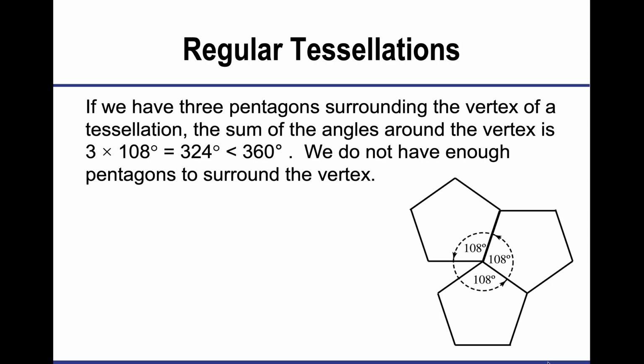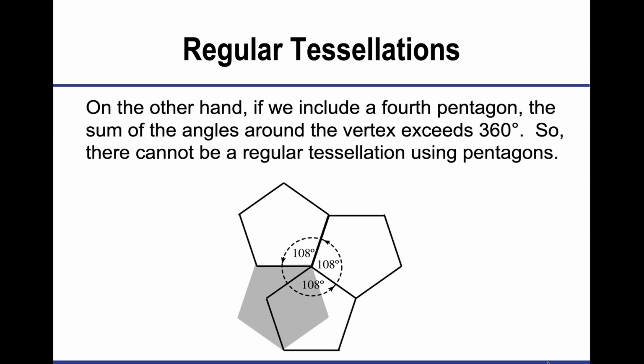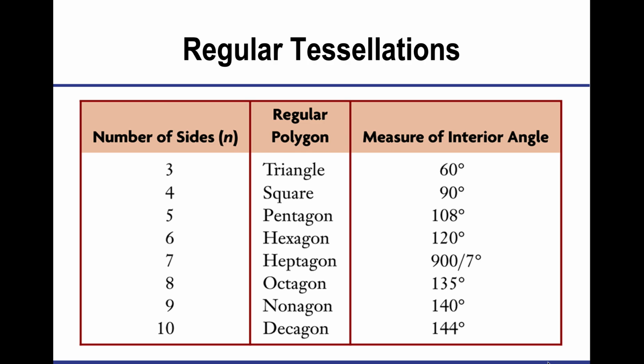So if we have 3 pentagons, that would not work because the interior angle of a pentagon is 108 degrees. And if I put 3 of them together, 108 times 3 is going to be less than 360. So we're not going to be able to surround that vertex, and that gap that's left is too small to put another shape in. On the other hand, if I tried to include that 4th one, this is the problem that I would encounter. It would have to be underneath something, and then it would not fall under a tessellation. So pentagons cannot be used for tessellations because of this reason.